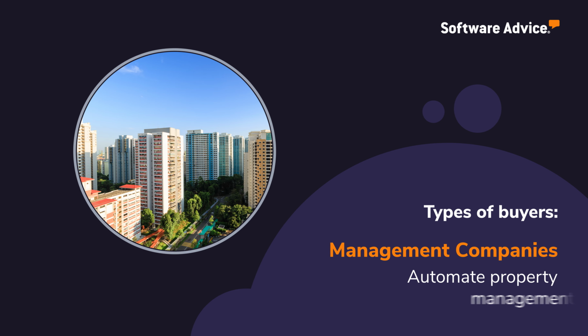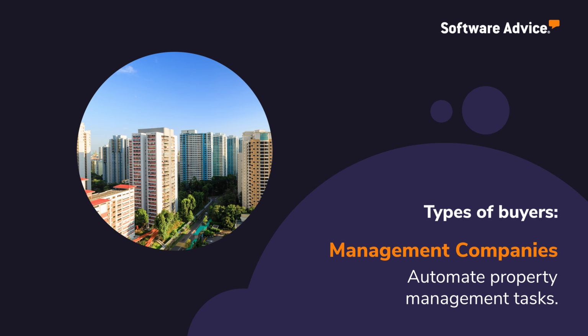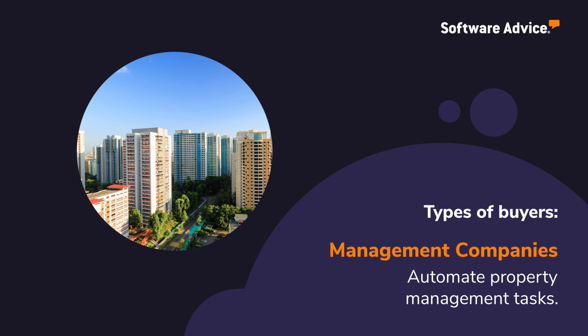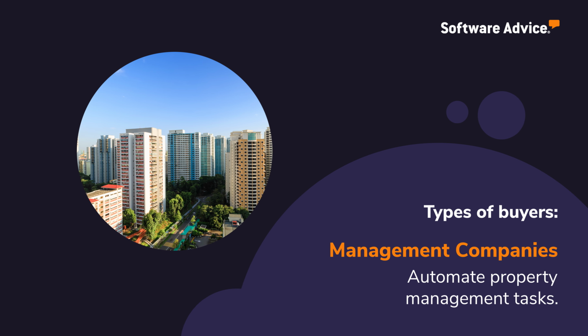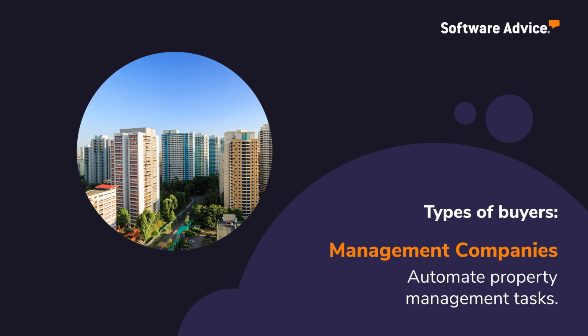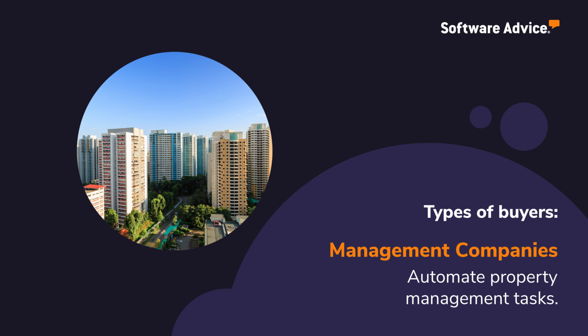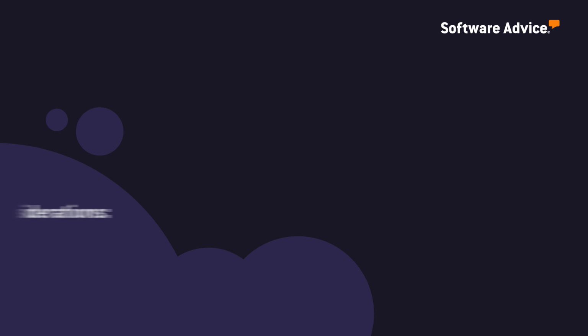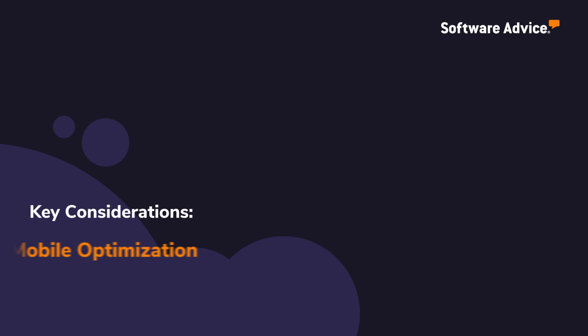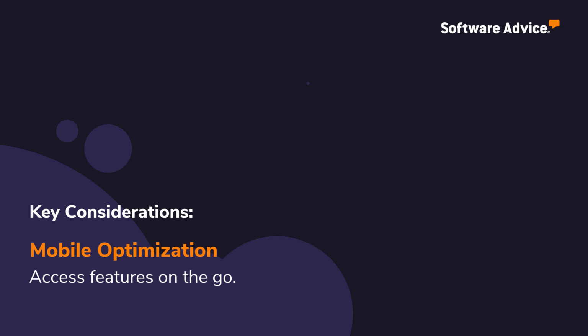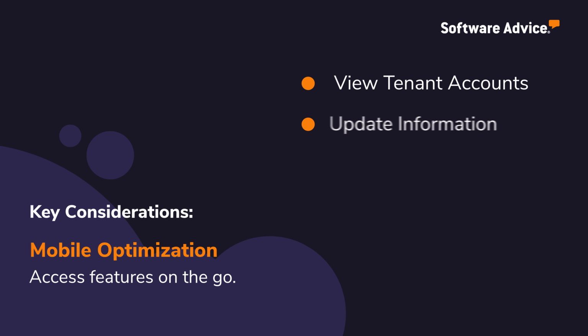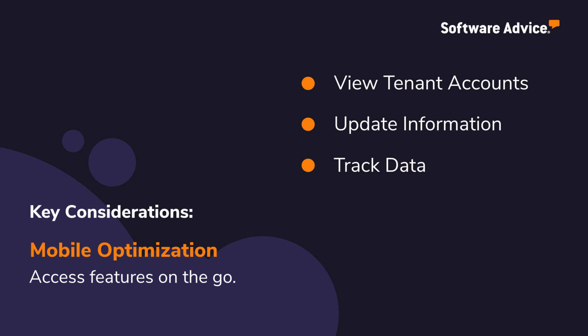Management companies and enterprise owners overseeing 50 or more residential or commercial units can automate important property management tasks and integrate the solution with third-party accounting or CRM software in order to create reports and maintain regulatory compliance. Key considerations to look for when choosing rental property management software include mobile optimization, designed to allow property managers to view tenant accounts, update information, and track data while away from the office.